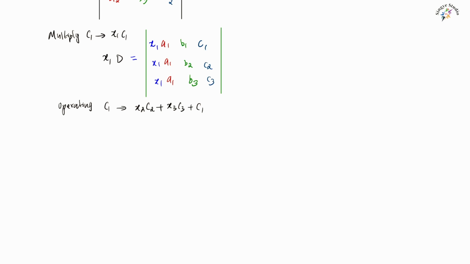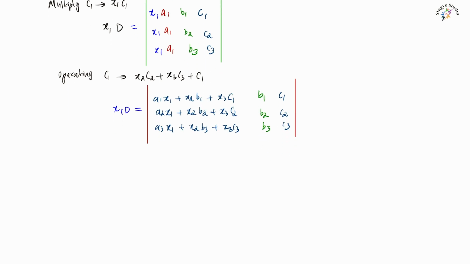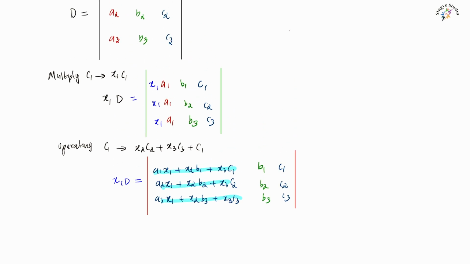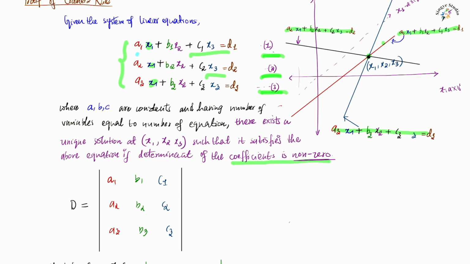Therefore, my determinant will be x1d equals to, so we are making use of the properties of determinants. Now, if you observe very carefully here, in C1, what we have got is this one, right? If you observe carefully and compare this determinant and this, we know that this C1 has the form of this one, and this one.